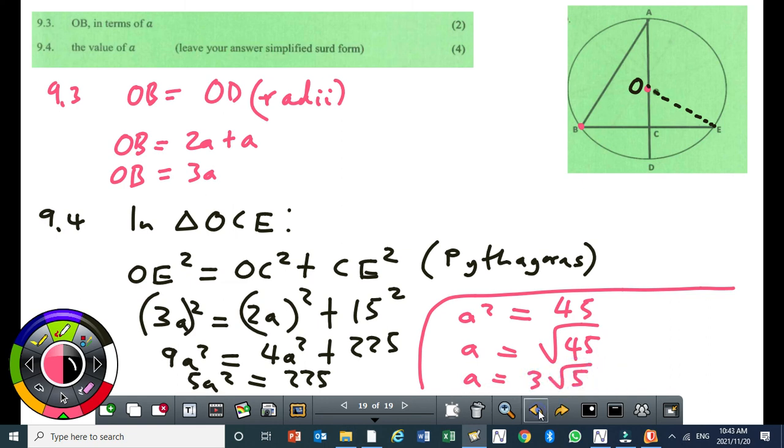Okay, but in this case, it's centimeters. Leave your answer in simplified surd form, not simplified decimal. The simplified surd form means you have to leave it after rationalizing. So the answer will be 3 square root of 5 centimeters. Alright? I hope you saw what I did here.